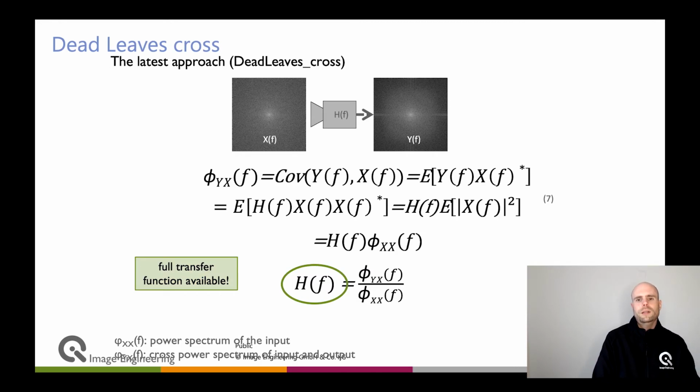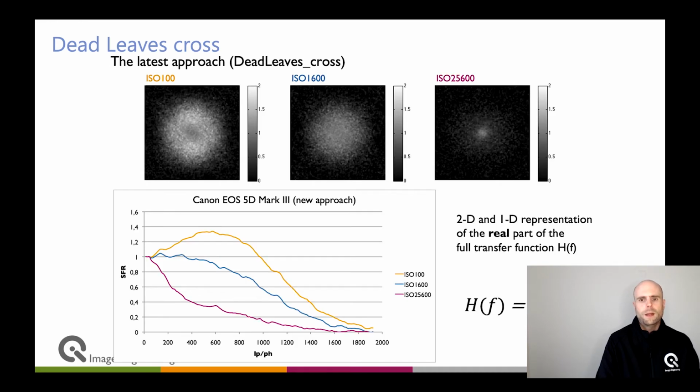That's why the dead leaves cross was introduced, where we use the cross power spectrum of input and output. Sounds complicated, but the algorithm is presented in a paper you can just download from a website. And there you have the benefit that you have the full transfer function. That means we have phase and amplitude, and we can use the phase to differentiate between information that came from the target itself and information that is just noise. Therefore we have a method that is more robust against influences of noise.